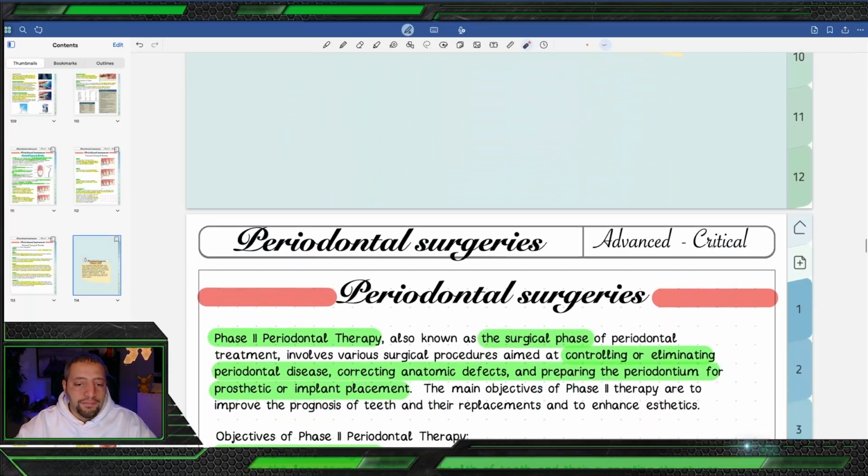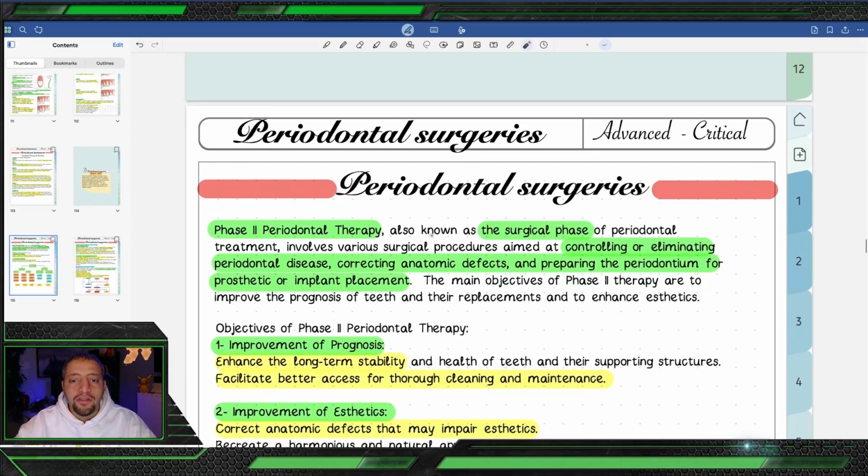Okay, so let's start. Phase 2 periodontal therapy, also known as the surgical phase of periodontal treatment, involves various surgical procedures aimed at controlling or eliminating periodontal disease, correcting anatomical defects, and preparing the periodontium for prosthesis or implant placement. In this chapter, you will see sometimes we are cutting gum, sometimes we are cutting bone, sometimes we are inducing recession. Yes, you heard me correctly.